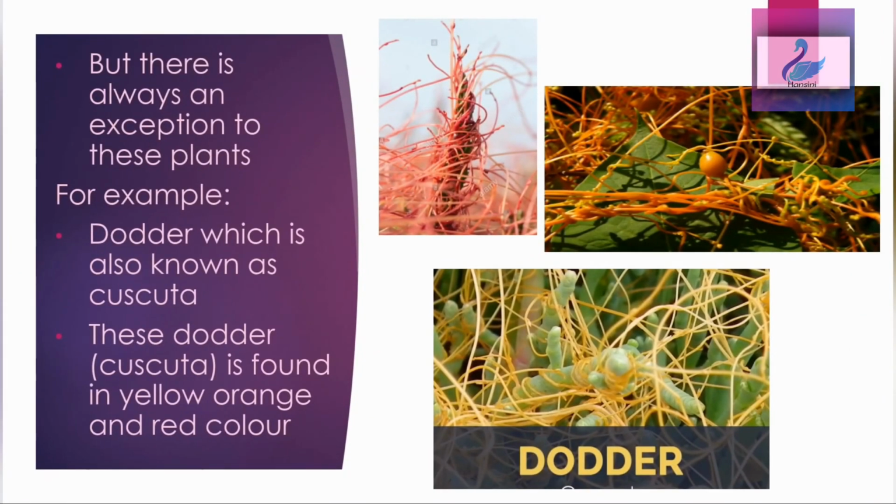See here, this is the dodder plant. It is also known as cuscuta. It is found in 3 colors: red, orange and yellow. Now you can see dodder is a parasitic plant. So now you might be wondering, what is parasitic? A living organism feeding on another living organism is called parasitic.